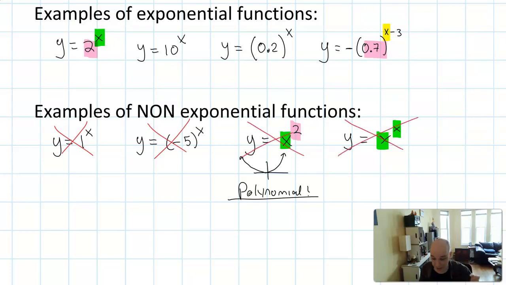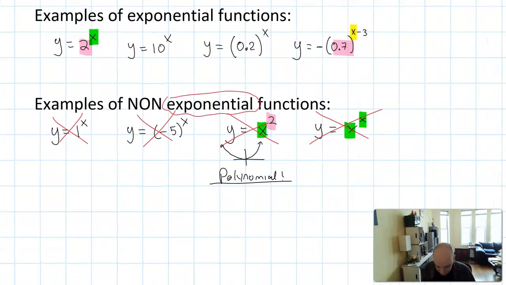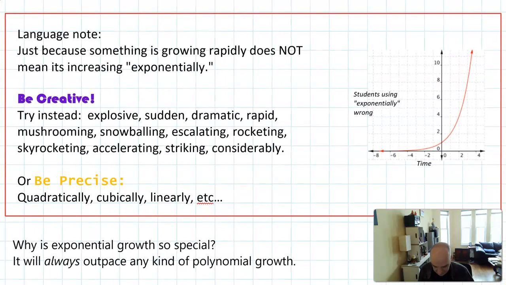And I'm just going to end this section with a plea to you. Please use the word exponential correctly. This is something that gets used wrongly in the media so much. Media, student papers, teachers, everyone uses this wrong. You can be the people that stop it. Just because you have something growing rapidly does not mean it's growing exponentially. Here are some creative suggestions that you can use to describe rapid growth that's not exponential. You can also, if you know the function is, say, quadratic, say something's growing quadratically, or cubically, or linearly. You can be precise. That way, everybody knows that you know what you're talking about.